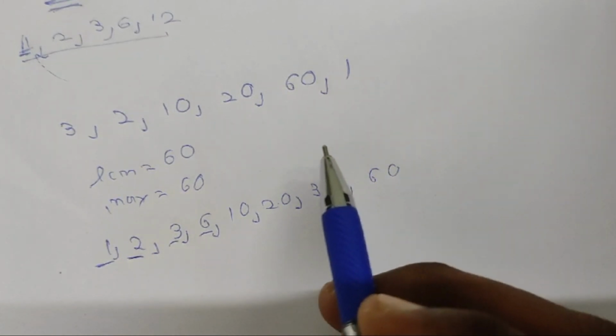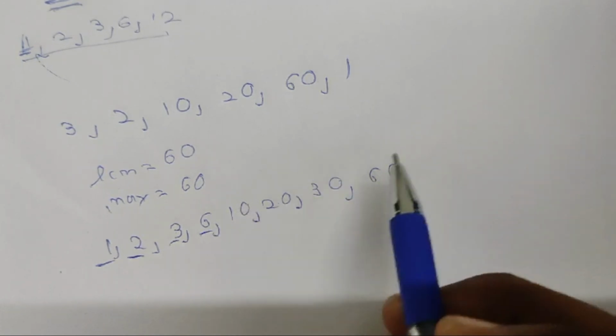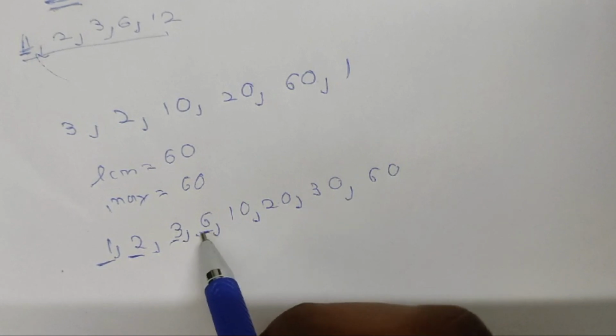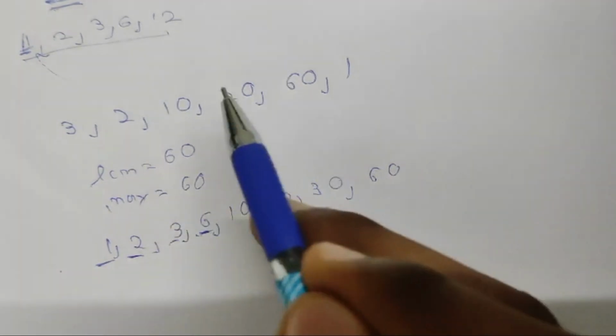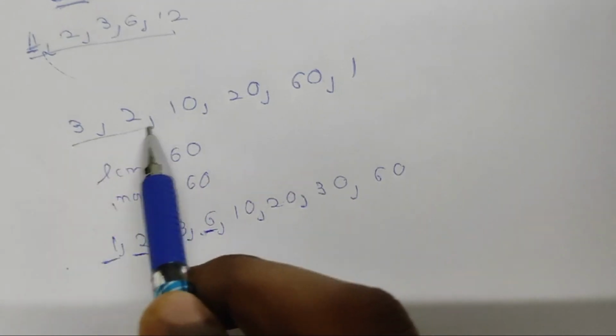Now we can consider that factor. Now we have to see whether we can form 6 with some of the elements present in the array. Actually, we can form 6 with 3 and 2.